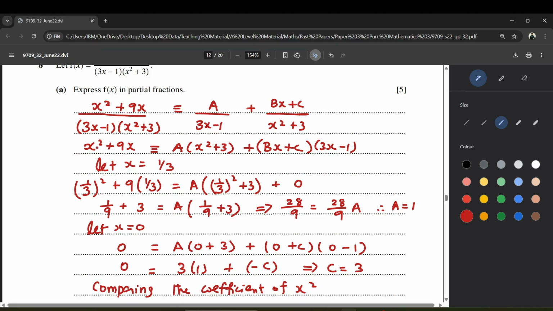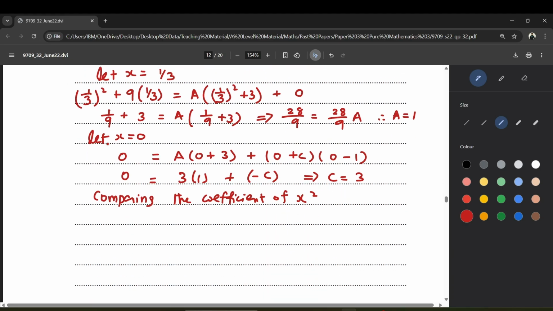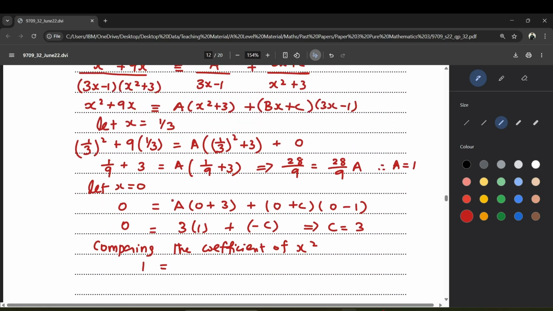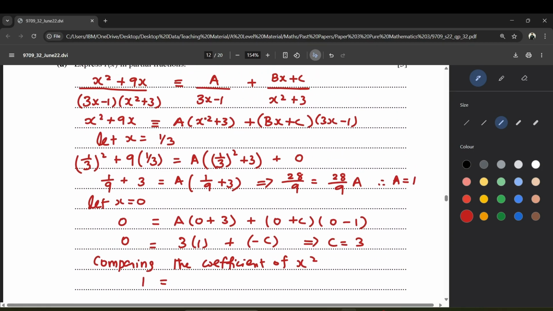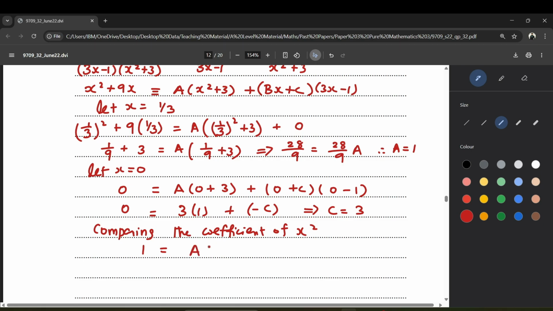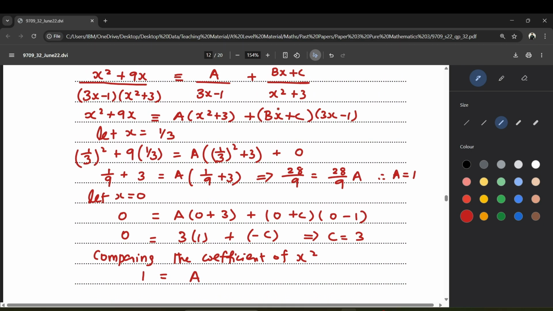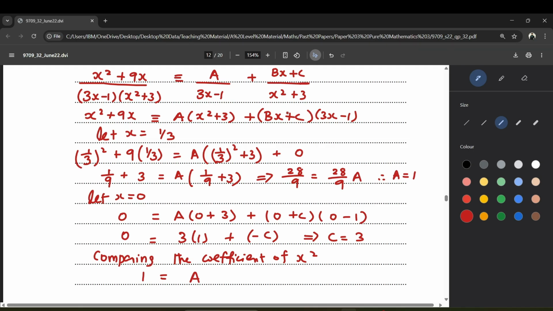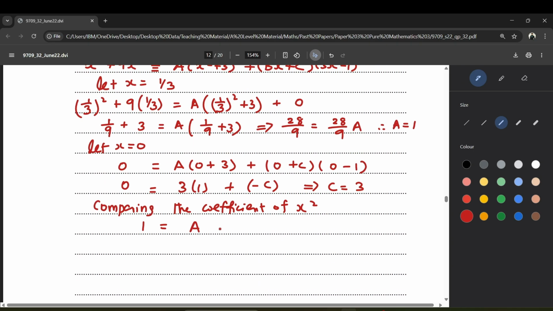So in this case, the coefficient of x squared is 1 on the left hand side, and on the right hand side a multiplies by x squared, so we have a, and over here we have bx multiplied by 3x, so that will be 3bx squared. So therefore this will be 3b. We know that the value of a is 1, so when this 1 goes to the other side it becomes 0. So therefore b is equal to 0.